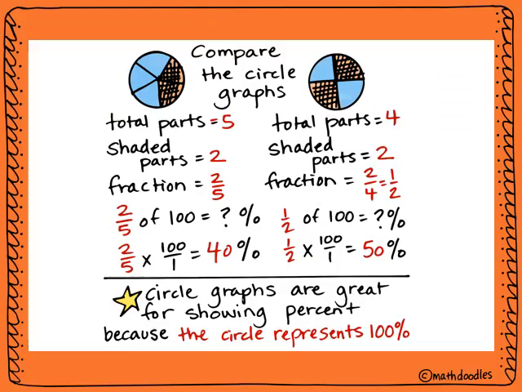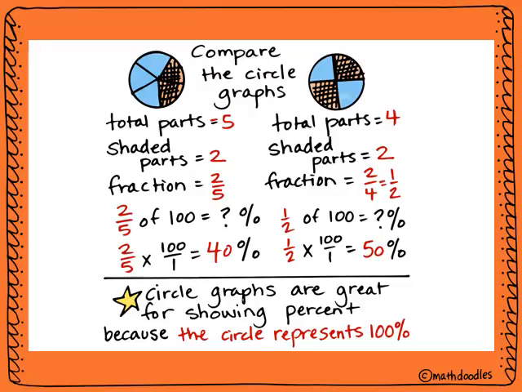So here it's saying compare the circle graphs. So the graph on the left has 5 parts. 2 of those parts are shaded, and so your fraction is 2 out of 5. So to find the percentage, you would do 2 over 5 times 100, which equals 40%. And again, if you're not quite sure on the math parts, that's okay, because Mr. Johnson will go over this with you in class at some point this year.